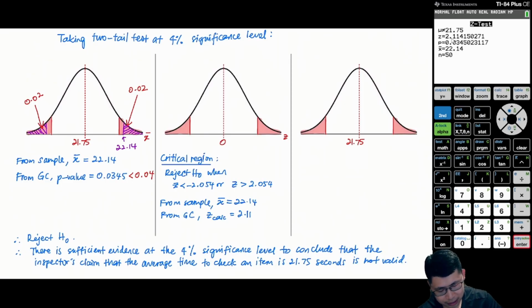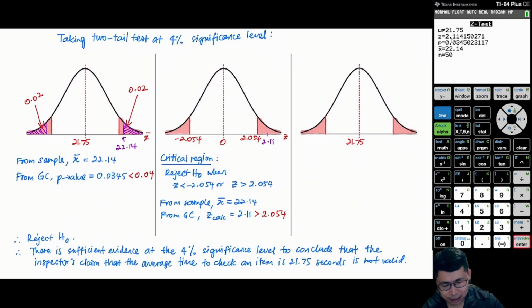Critical region, this is 2.054, negative 2.054. It just so happens that we calculated 2.11. So 2.11 is actually over here, and this 2.11 is greater than 2.054. Because of that, we need to reject our H naught.